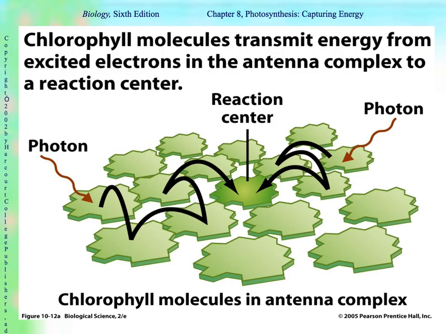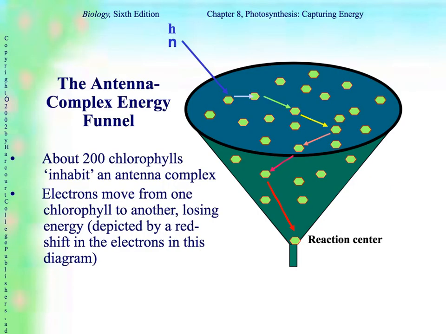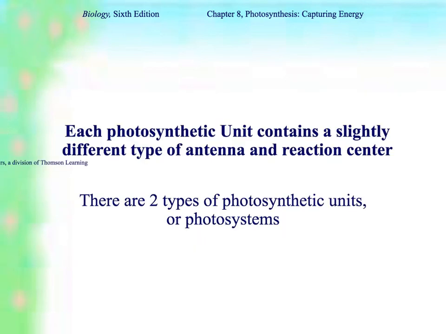So here's just a visualization of the chlorophyll molecules. These are all the porphyrin rings, and so these are the chlorophyll molecules in an antenna complex. So let's say the light hits the chlorophyll. That energy is going to bounce and bounce all over the place until it hits the reaction center. And then once it hits the reaction center, the electron is going to be boosted to a higher energy level. So there are about 200 chlorophylls in an antenna complex, and so you can see how it just bounces around. It's kind of like a funnel. And then when they reach the bottom, that's where the reaction center is, where the electrons will be boosted up. Each photosynthetic unit contains a slightly different type of antenna and reaction center.